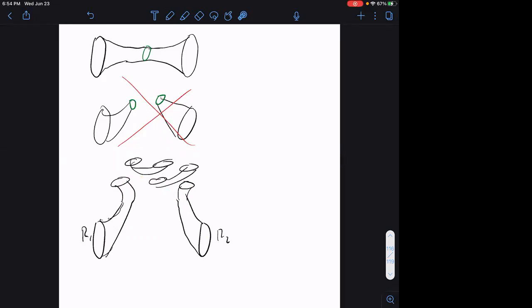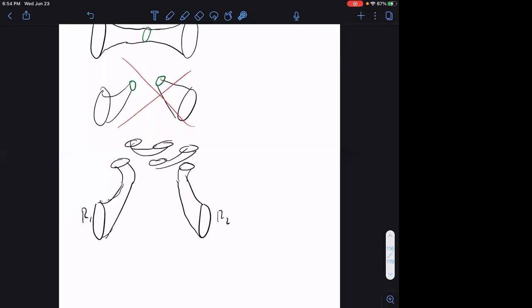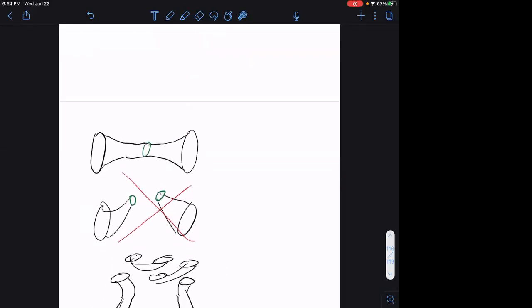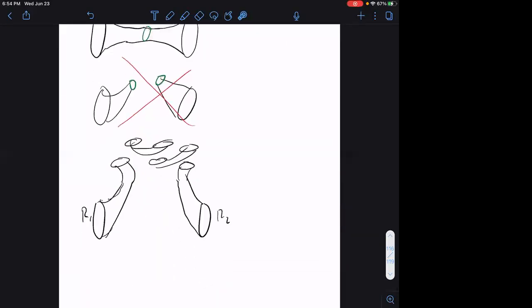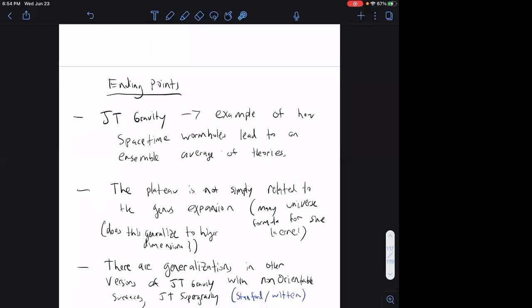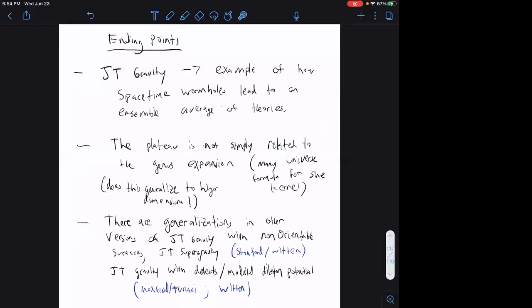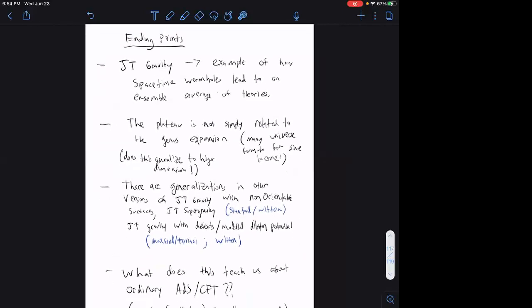So at these plateau times, there are two competing effects. One is this cylinder where you trade a baby universe. Two is these external baby universe states. They both allow you to shorten the Einstein-Rosen bridge and get a non-decaying answer. So that's the best picture I can give of this plateau in terms of JT gravity. Now I'll just finish with some ending points.